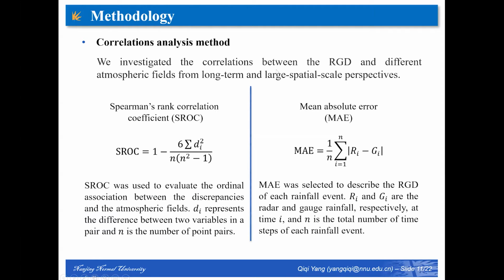Thirdly, the methodology. We investigate the correlation between the RGD and the different atmospheric fields from a long-term and large spatial scale perspective. The SRCC, Spearman's rank correlation coefficient, was used to evaluate the association between the RGD and the atmospheric fields. And the MAE, mean absolute error, was selected to describe the RGD of each rainfall event.